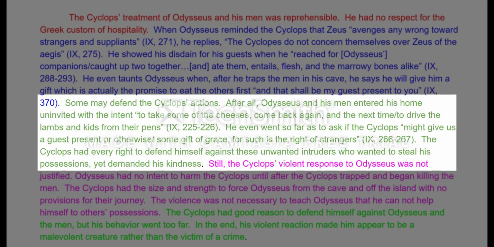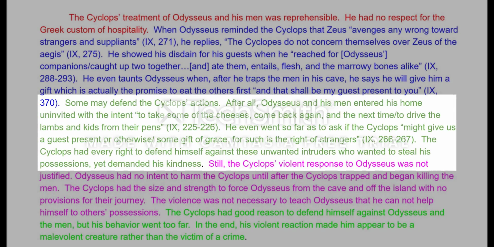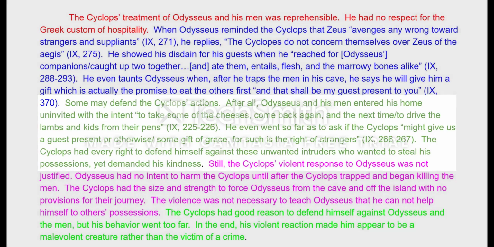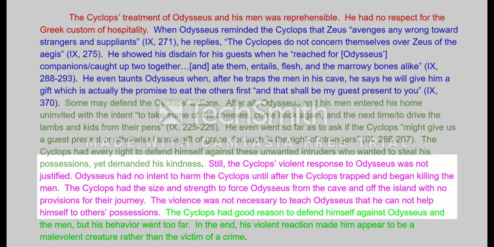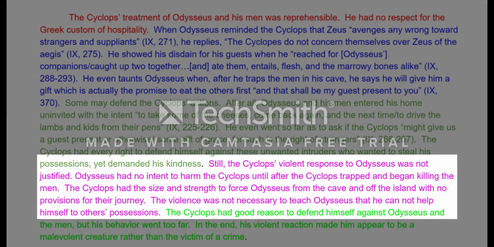"He even went so far as to ask the Cyclops if he might give us a guest present or otherwise some gift of grace, for such is the right of strangers," and see another citation. "The Cyclops had every right to defend himself against these unwanted intruders who wanted to steal his possessions, yet demanded his kindness." After acknowledging the opposite side through my counterclaim, it's time for me to make my point even stronger through a rebuttal.